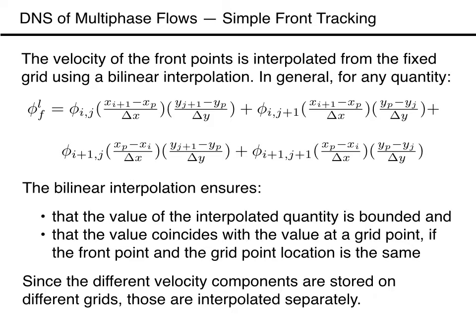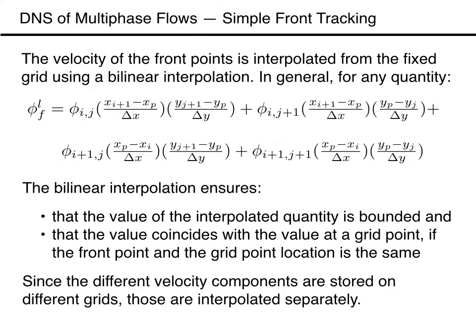In many cases, the information that an interface point needs must be interpolated from the fixed grid. This is the case for the velocities as well as quantities like the temperature in problems where we include the energy equation. Once we know the location of a front point with respect to the fixed fluid grid, the interpolation is straightforward. Assume that a point on the front, denoted by the subscript f, is located between grid points I and I plus 1 in the x direction and between j and j plus 1 in the y direction.